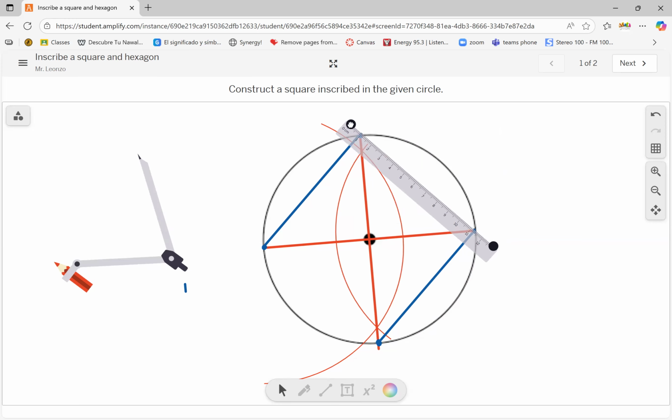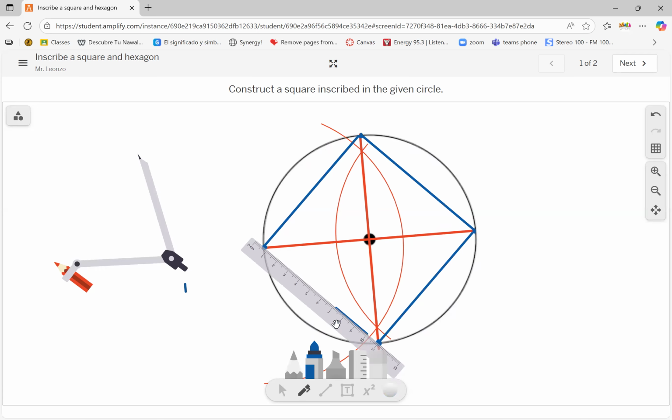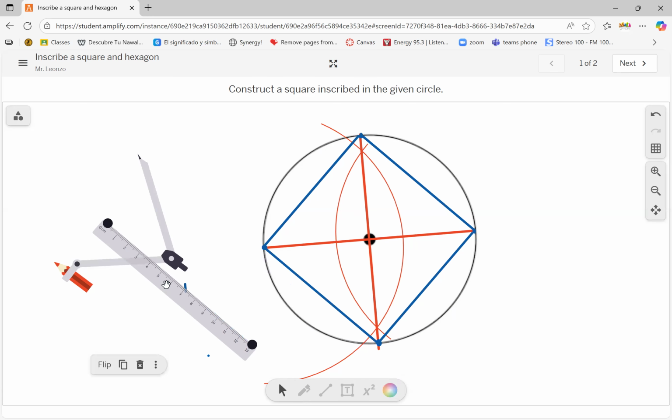Just trying to connect my two vertices. It's about there. Grab my ruler, bring it down. I know my two sides are parallel, so that's why I use the ruler without moving it. And that's it. If you measure the sides, the sides are going to be equal. If you measure the angles, they are going to be 90 degrees.